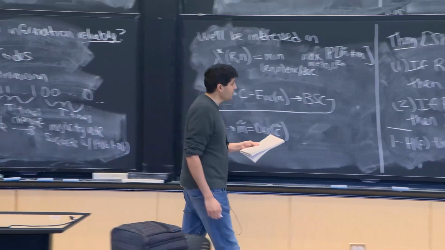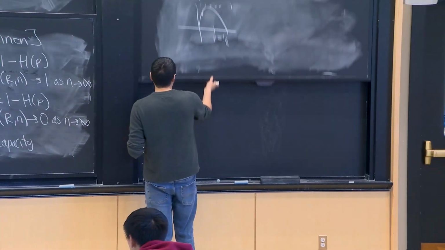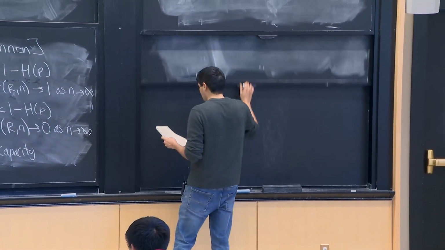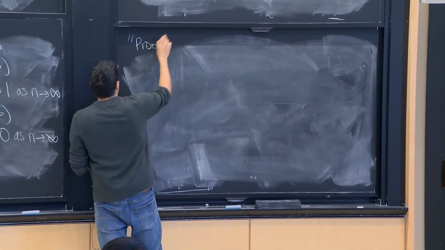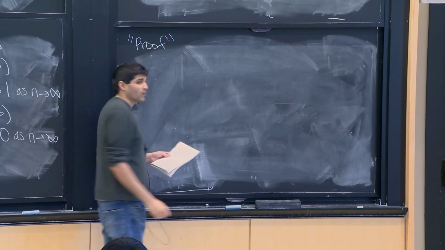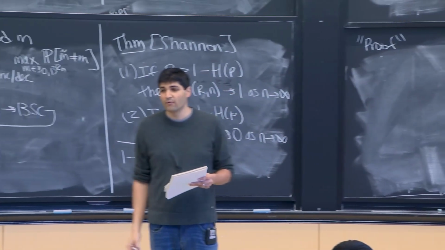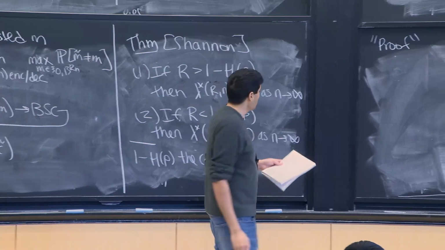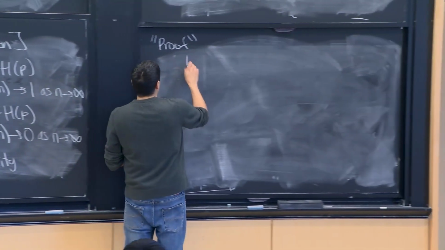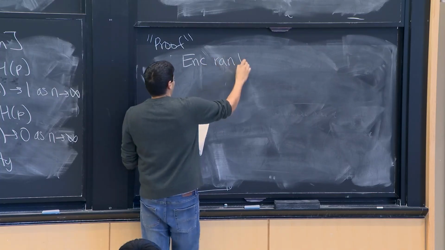And let me give you the proof right here. I'll put proof in quotes. So really the question is, repetition codes didn't work for my encoding function. What should I use for my encoding function? So what you do is you let the encoding be a random function.